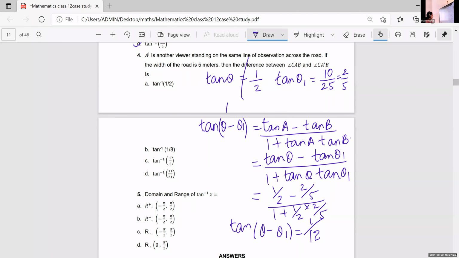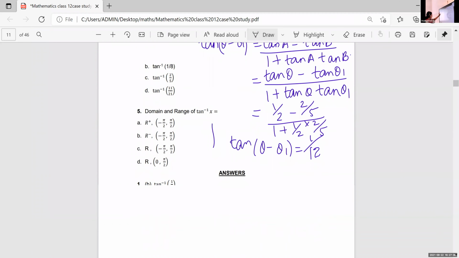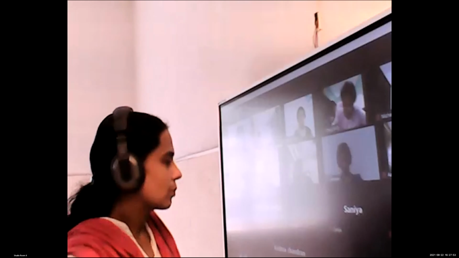Okay, now answer the fifth one. What is the domain and range of tan inverse of x? Fifth one is the direct formula, isn't it? Domain is R, isn't it? Look at the option given here. For the fourth one, it is tan inverse of 1 by 8, but you get 1 by 12. What went wrong here?